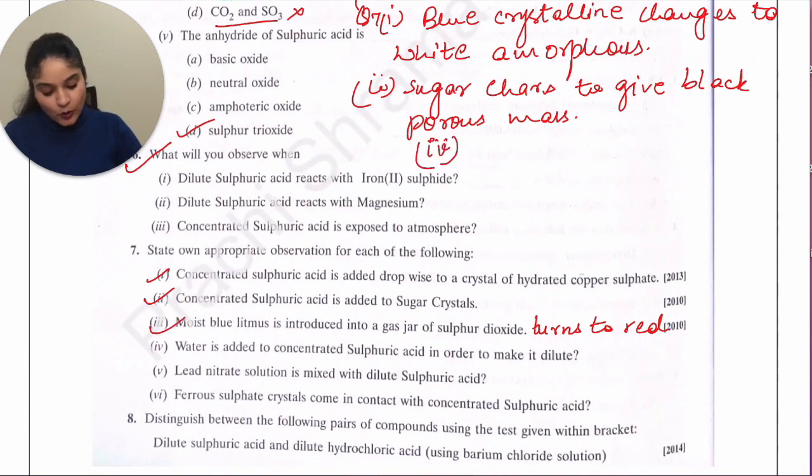Let's move on to the fourth one. It says water is added to concentrated sulfuric acid in order to make it dilute. If you remember, in acids, bases, salts, a concept was taught as to how to dilute a concentrated acid: you add acid into the water drop wise and not vice versa. The reason is that as soon as the first drop of water reaches the acid, it is going to spurt out and cause burns, and that would be an accident for the person doing it. You can get major burns from it. So that would be the observation.